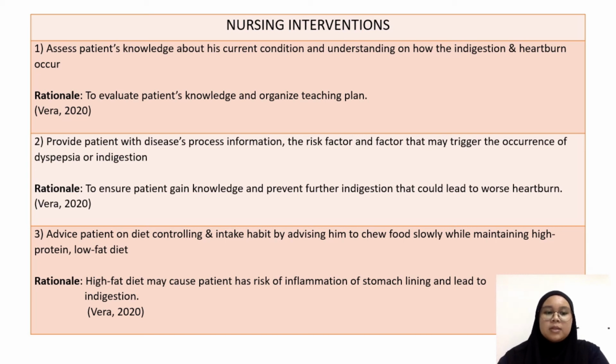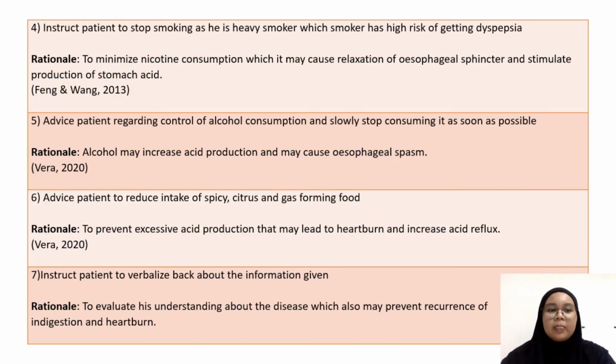The third one is to advise the patient on diet control and intake habits, by telling the patient to chew food slowly when eating while maintaining a high protein and low fat diet, because if the patient takes a high fat diet, it may cause a risk of developing inflammation of the stomach lining that could lead to indigestion. The fourth one is to instruct the patient to stop smoking, as he is a heavy smoker, and smokers have a high risk of getting dyspepsia.